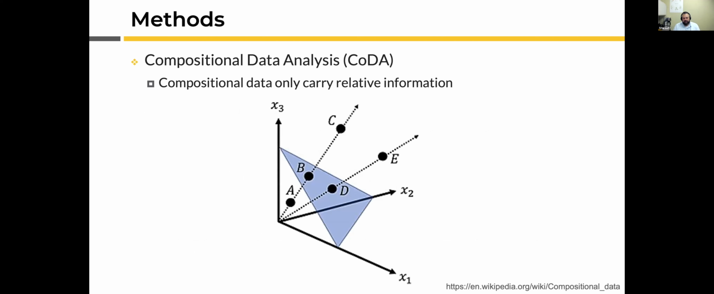But as I said, there's another method, and it's based in what's called compositional data analysis. The issue is with any relative data, such as microbiome data. Even though you have counts, it's still relative for all the reasons that I mentioned before.